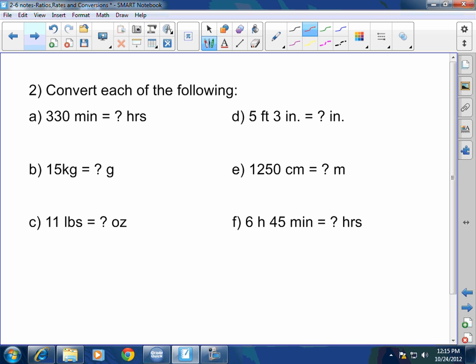365. No, we don't count the 1/4, but thank you. But yes, it's 365. How many months in a year? Good. How many weeks in a year? 52 weeks in a year. Very good. Okay. So, with that in mind, I'm going minutes to hours.